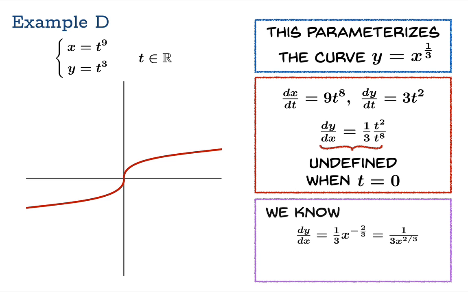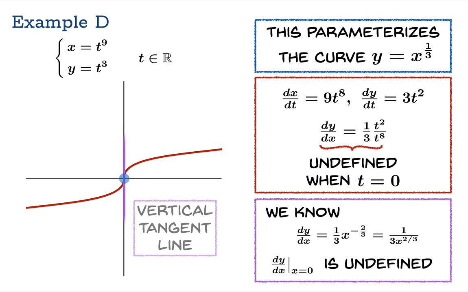Now, if we analyze the trace directly, we know that y equals x to the 1/3. dy/dx is 1/3 x to the negative 2/3 by the power rule. This function we get is not defined when x equals 0. So in this case, the momentary hesitation at the origin is actually masking a vertical tangent line.